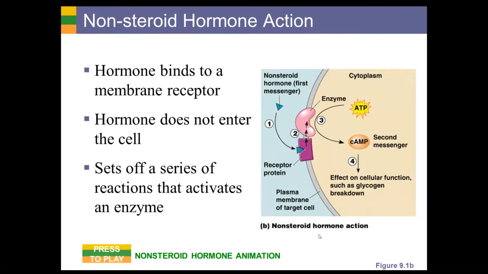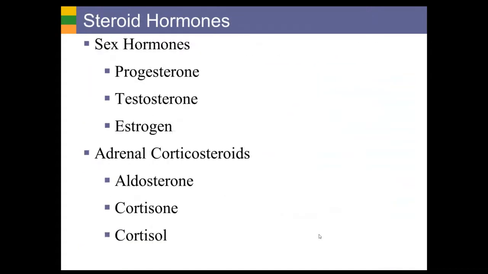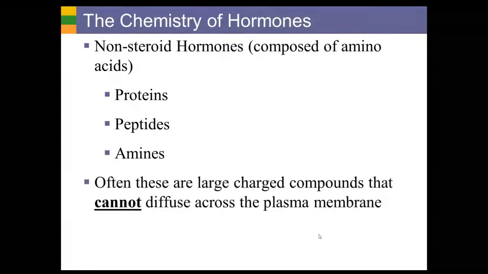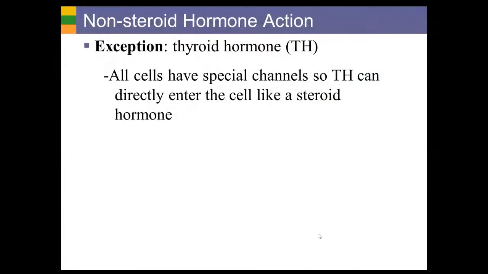And I said that for every hormone we talk about, you have to know its mechanism of action. Does it work through second messengers, or does it bind directly to the DNA? And so you need to know which are the steroid hormones, which are the non-steroid hormones. And there are only 6 steroid hormones that you have to know. So if you know those 6, then you know that all the others work through second messengers. And of course, there's always exceptions, and that exception, of course, is thyroid hormone. Thyroid hormone, even though it's non-steroidal, does not work through second messengers. It binds directly to the DNA, and that's because it has specific channels that let it in.